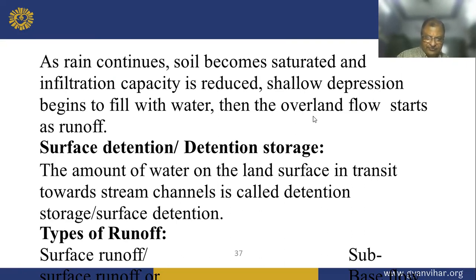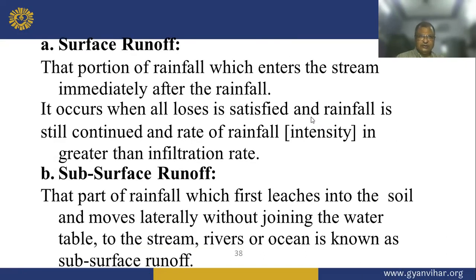Types of runoff. Surface runoff is the portion of the rainfall which enters the stream immediately after the rainfall. It occurs when all losses are satisfied and rainfall is still continuing at a rate greater than the infiltration rate.